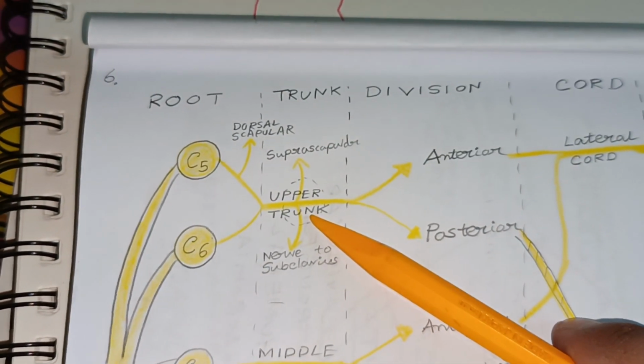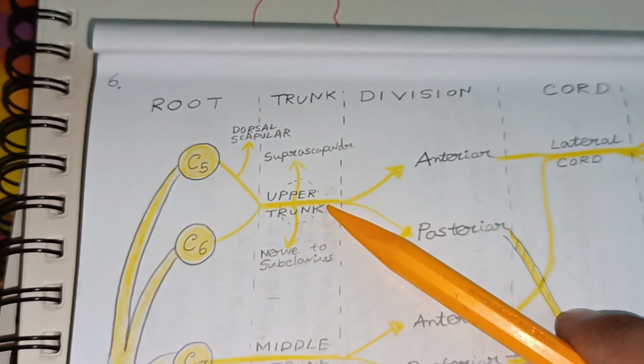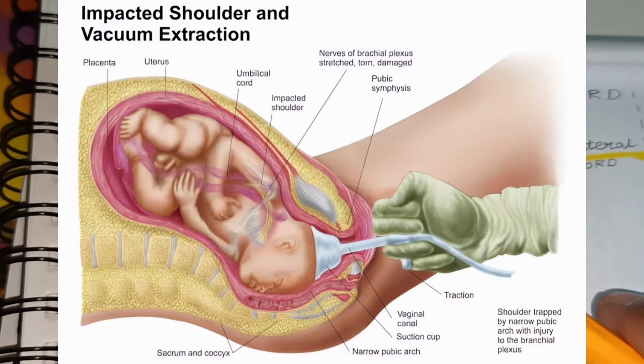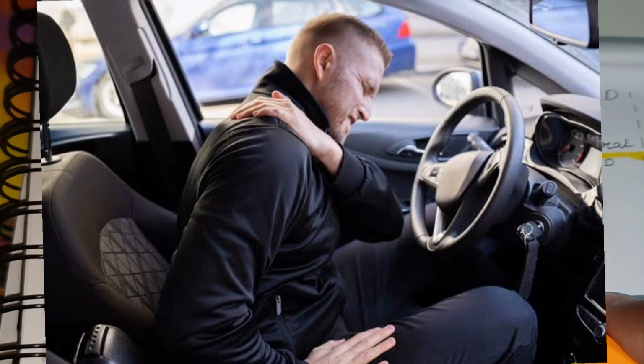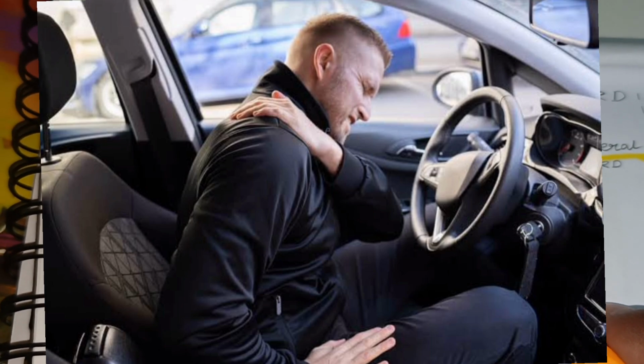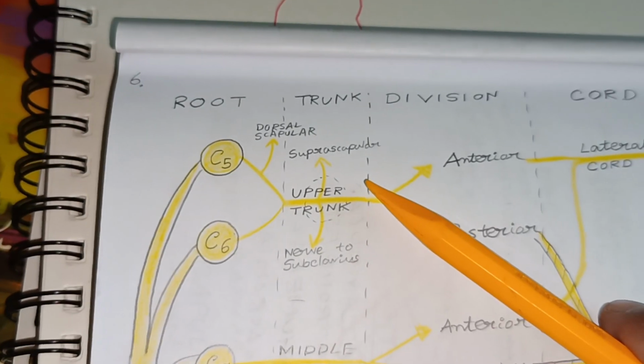Any injury to this Erb's point leads to a condition which is known as Erb's Duchenne's palsy. The injury to the Erb's point can occur due to difficult childbirth, that is forceful depression of the shoulder of the fetus when the head is turned to the opposite side during delivery, or there can be any trauma to the shoulder. It can be a road traffic accident where mainly the shoulder is involved, or any gunshot injury.